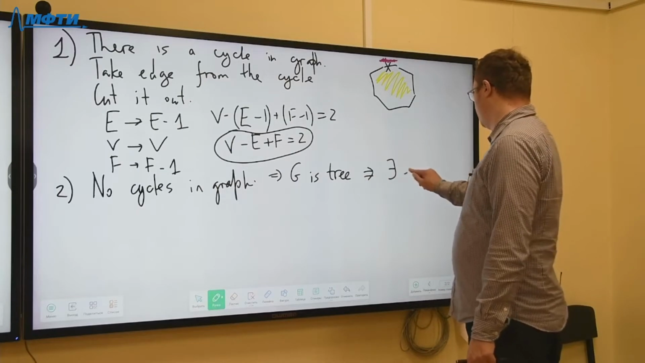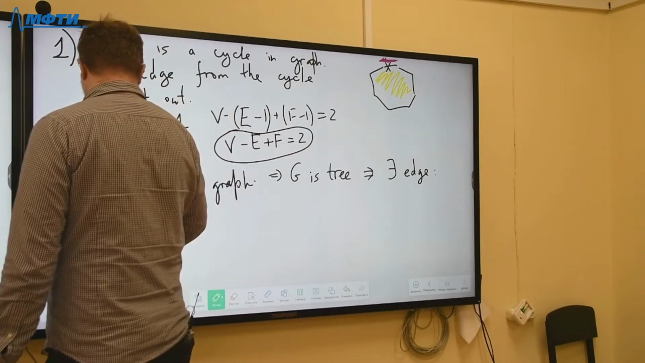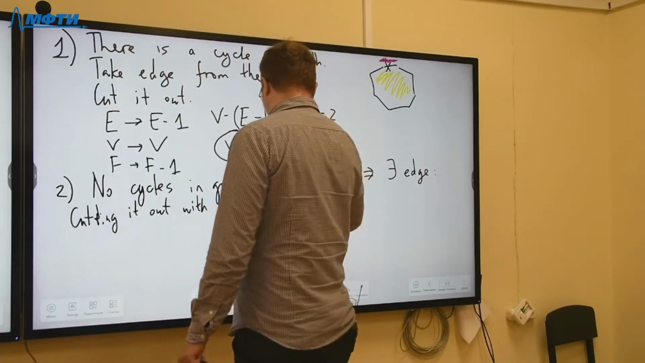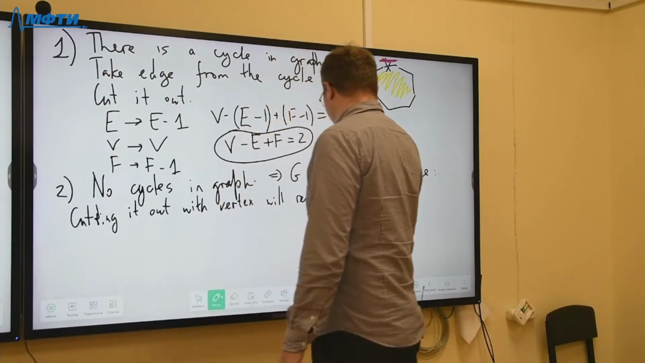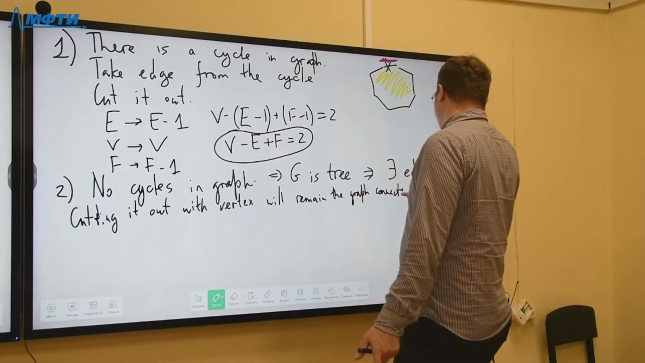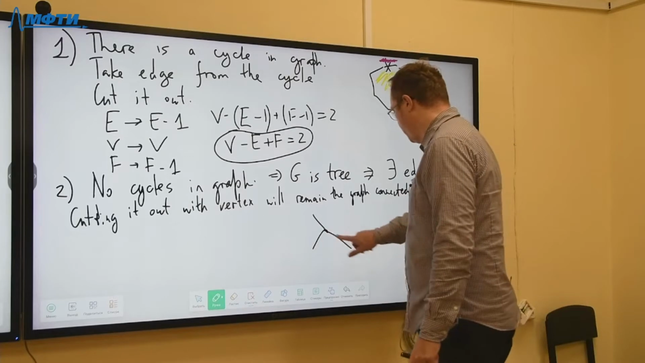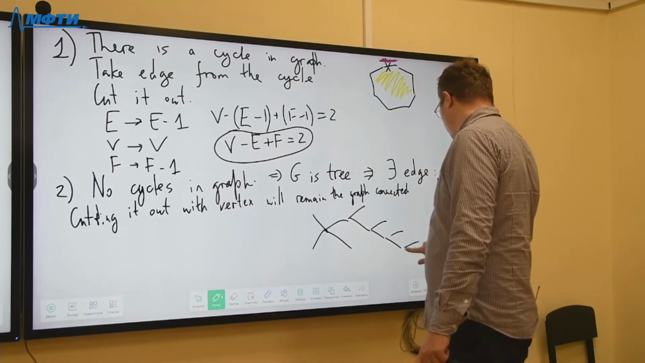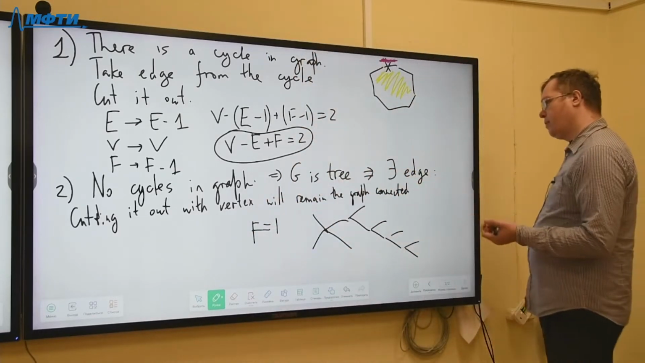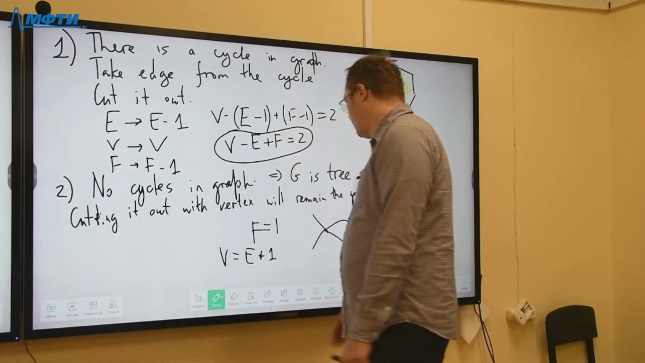Then there exists an edge such that cutting it out with a vertex will remain the graph connected. Okay, but I don't know if I need to use that, so maybe I can simply say that if we have no cycle, then we have only one face. And you know that for a tree, the number of vertices is the number of edges plus one. It's just the proof of it.